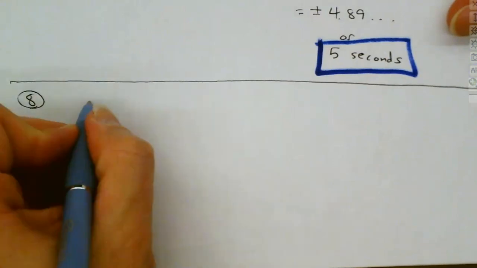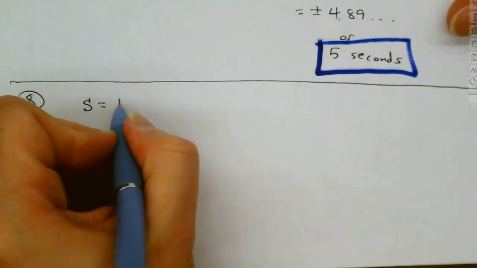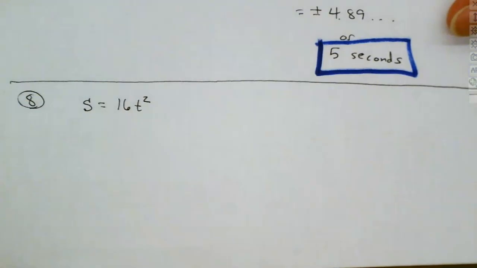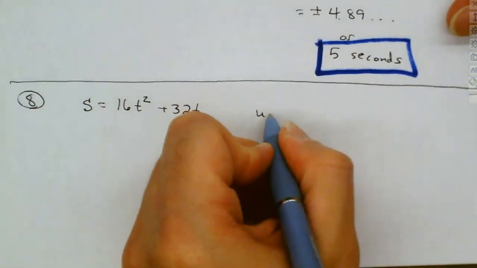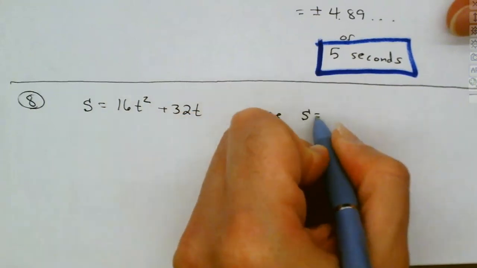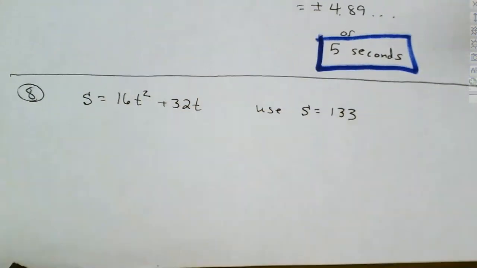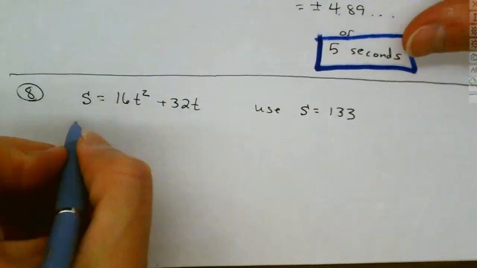So this is what we've got. We've got S equals 16t squared plus 32t, and we're going to use S equaling 133. And this one is probably going to require us to use the quadratic formula.